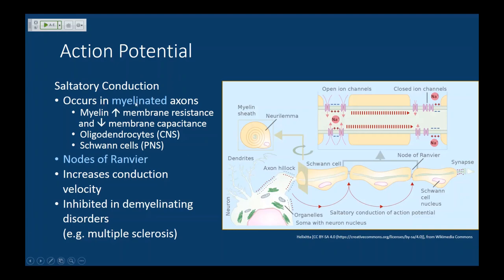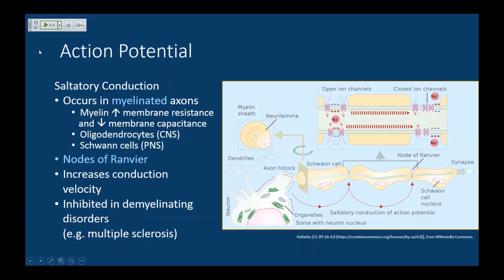Let's see what I say about this. It occurs in myelinated axons. It occurs because myelin increases membrane resistance, that's resistance to the leakage of current across the membrane, and it decreases membrane capacitance. Capacitance is basically how much charge you can store at a given location. You can't store a whole lot of charge due to the myelin, so charge will accumulate at the nodes of Ranvier, where there is a capacitance difference. These are where most of the voltage-gated sodium channels are located, and this is why the action potential appears to jump from node to node.